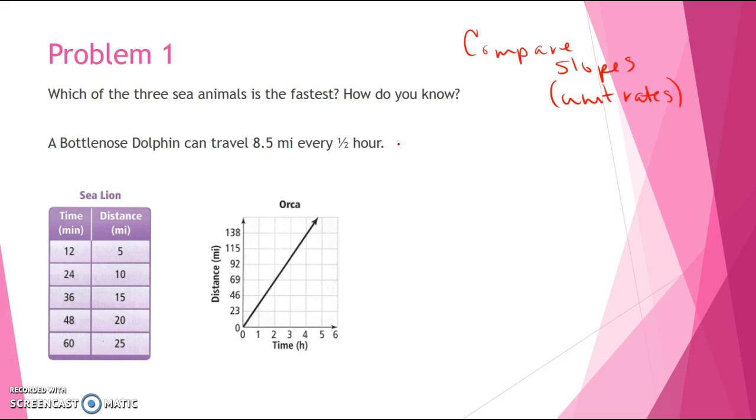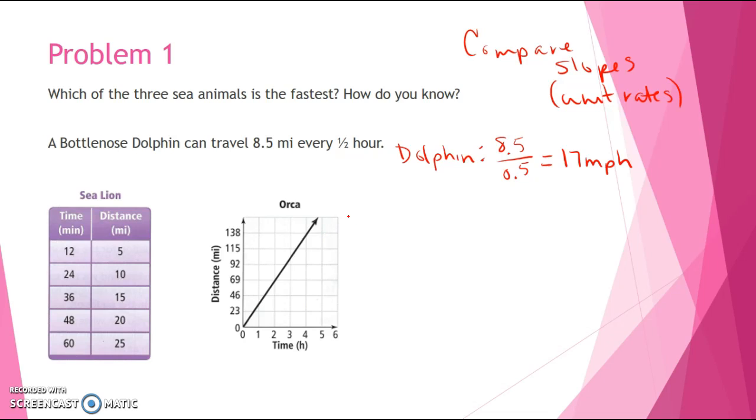So we're going to find our rate for our dolphin first. And I know that my dolphin goes 8.5 miles every half hour. So I can do that one of 2 ways. I can take, knowing that at 0 minutes we haven't traveled anywhere, 8.5 divided by 0.5 for the half hour. And also, if I'm trying to find for hours, I'm just going to take 8.5 times 2. Both of them will give me the fact that the dolphin travels 17 miles per hour.